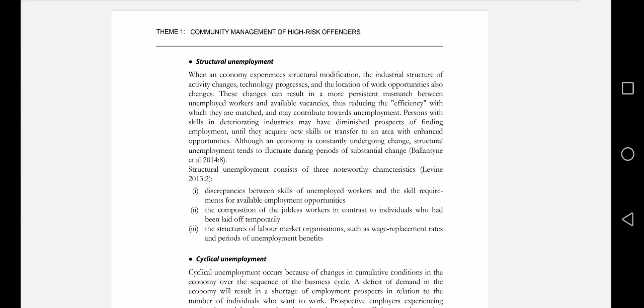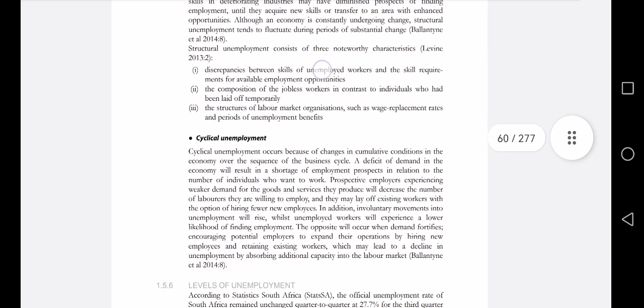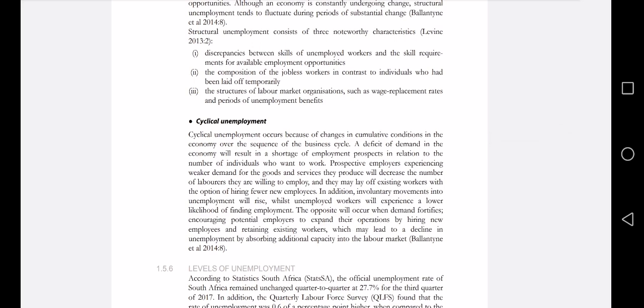2013, page 2. Number 1, discrepancies between the skills of unemployed workers and the skill requirements for available employment opportunities. Number 2, the composition of the jobless workers in contrast to individuals who had been laid off temporarily. Number 3, the structures of labor market organizations, such as wage replacement rates and periods of unemployment benefits.